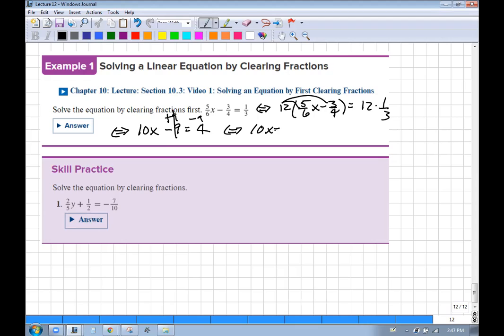We have 10x equals -5. Divide both sides by 10. 5/10 is 1/2.